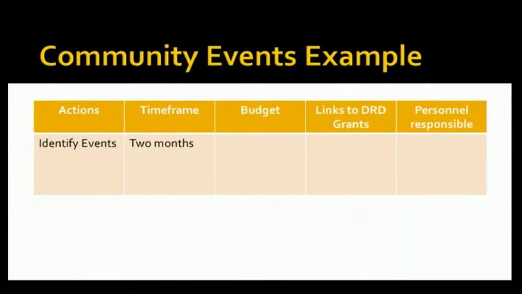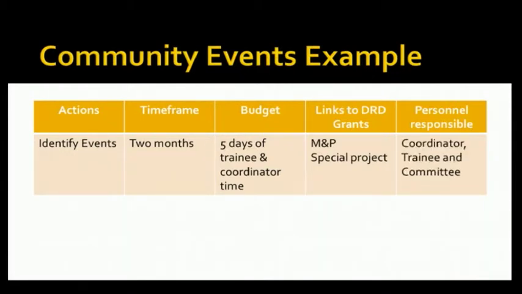And here we've got an example of, say, 2 months to get an understanding of what the community needs are and make that come together. You need to think about what budget is required there, which DRD grants it's going to connect to, and importantly, who are going to be the people who are going to make this happen.